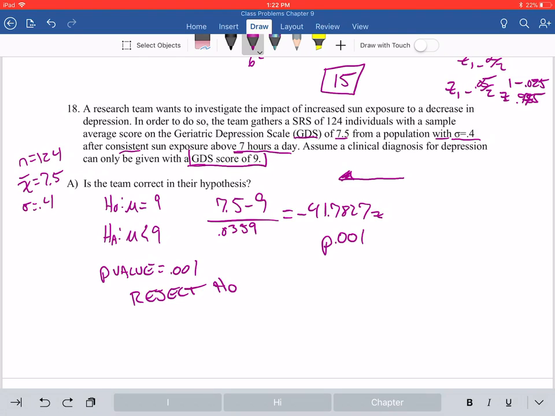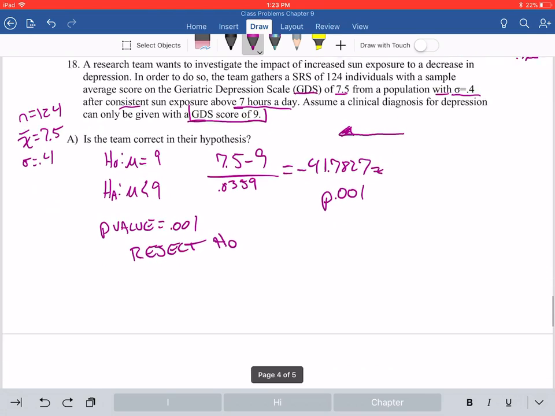So is the team correct in their results? Yes. If you are exposed to the sun over 7 hours a day, this constant sun exposure shows that you'll score less on the GDS scale, or the Geriatric Depression Scale, and therefore not be clinically diagnosed for depression as long as you're in the sun for 7 hours a day. And we also know this to be true: the more sun exposure you have, the less likely you are to be depressed.